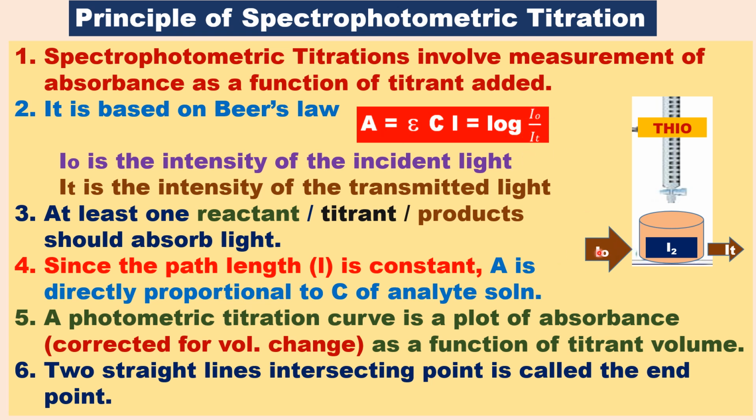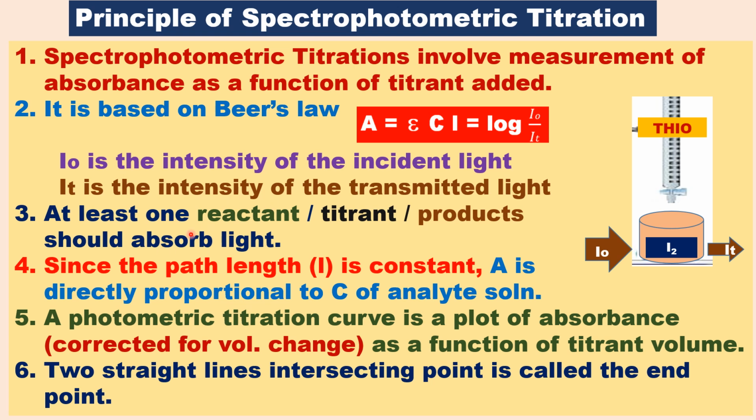Here I naught is the intensity of the incident beam, and I t is the intensity of the transmitted beam. Therefore, a fraction of the light is absorbed by the sample analyte.